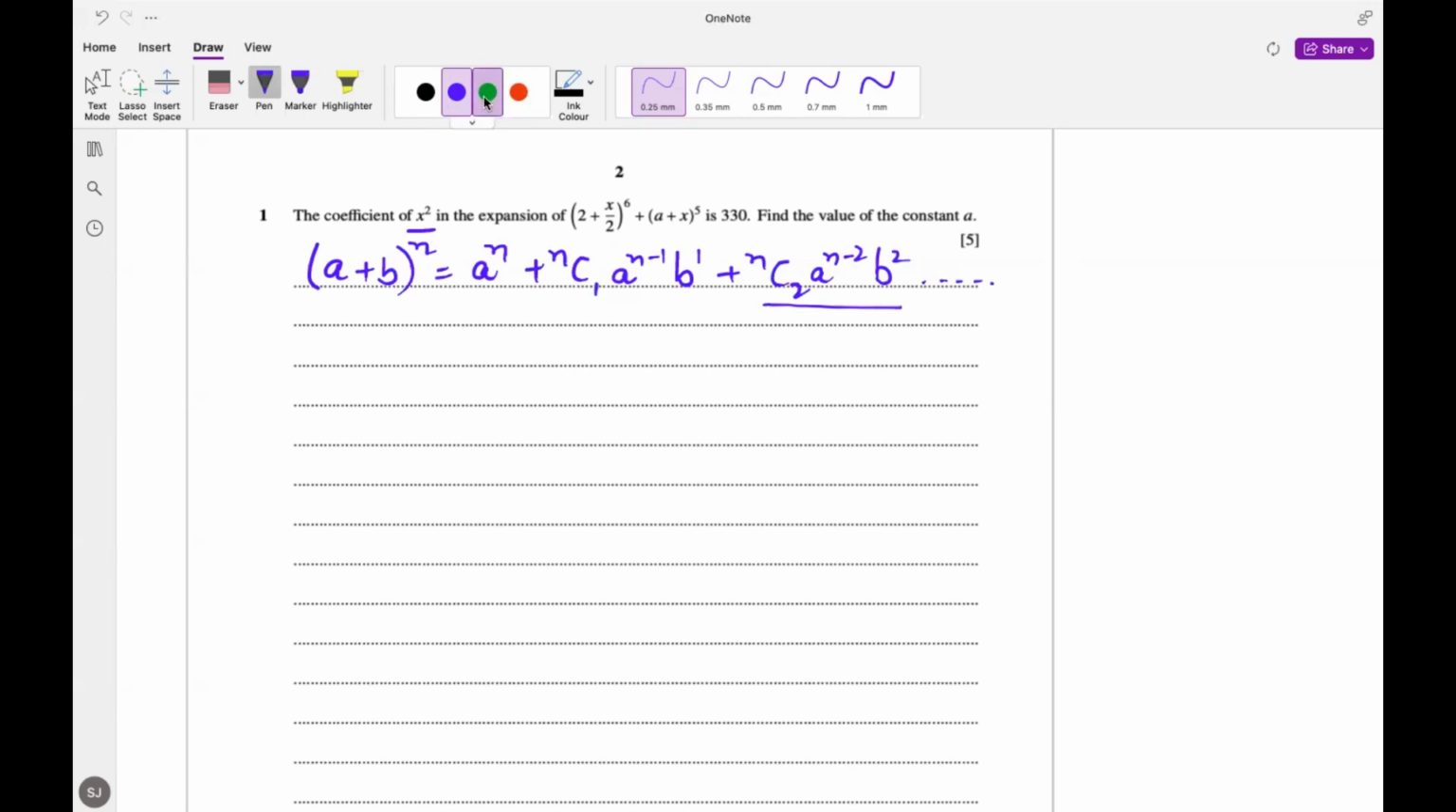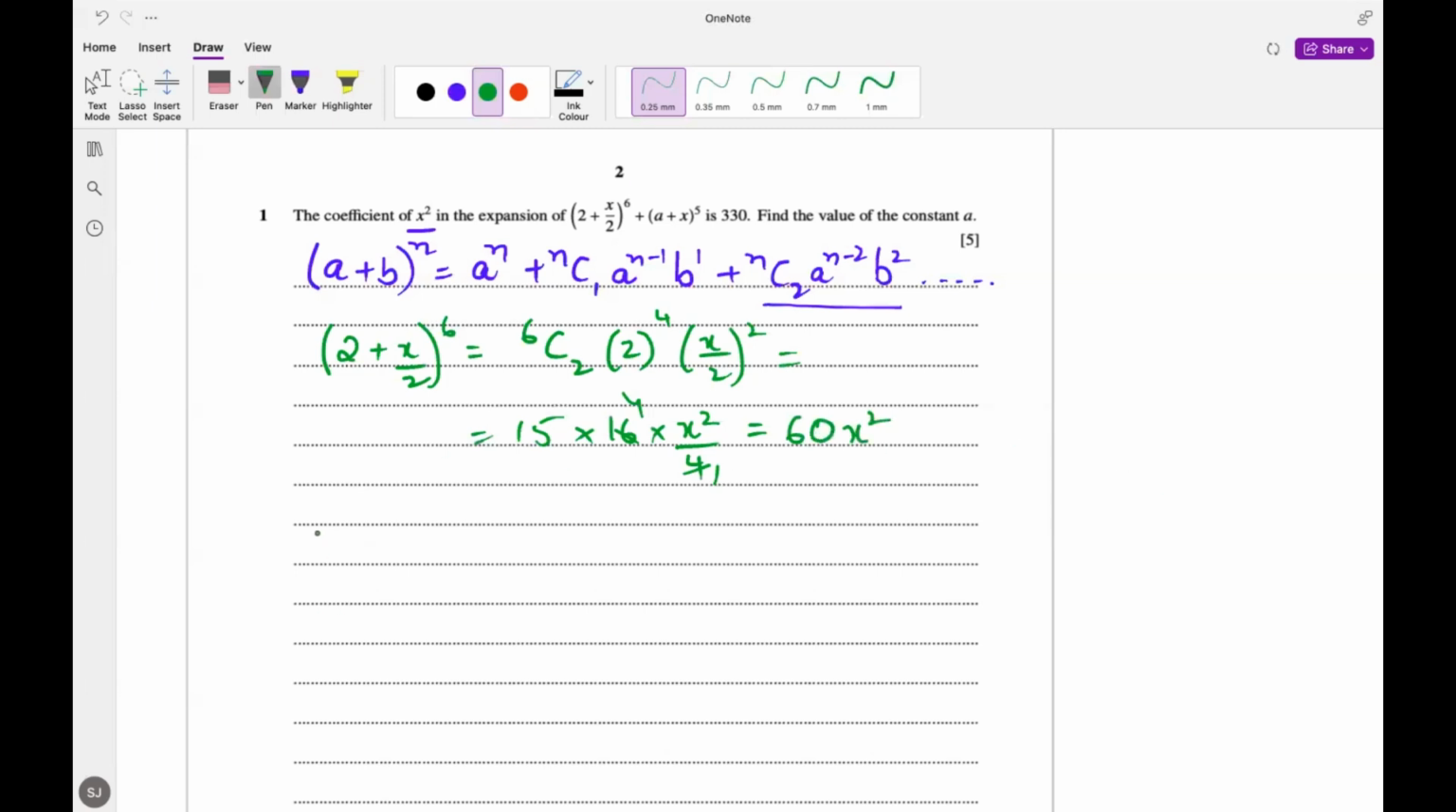So, first applying this formula on the first term, which is (2 + x/2)^6, we'll apply 6C2. In place of a, we have 2. So this will become 2^(6-2), which is 2^4, and (x/2)^2. So 6C2 multiplied by 2^4. So 6C2 is 15 times 2^4 is 16 times x squared upon 4. Simplifying this, we will get 15 times 4. So the coefficient of x squared is 60.